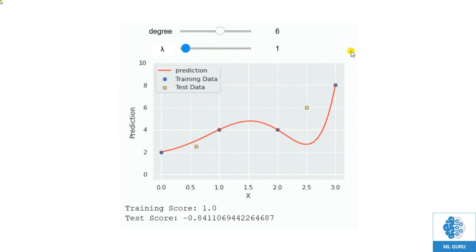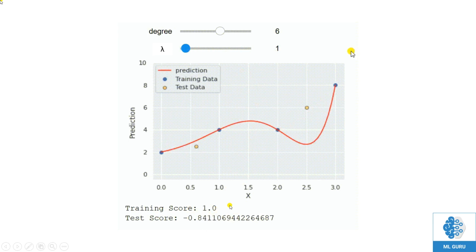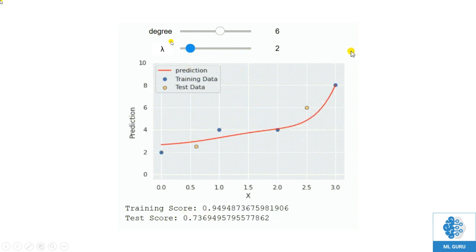Now let's see regularization in action. What I have done is I have set the degree to a 6-degree equation, and as you can see initially it was overfitting, but as we increase the value of lambda, the regularization increases. And also notice the training and test score. So let's reset it. Okay, so you can see the training score is 1, but the test score is very bad. And as we increase the value of lambda, the regularization increases, and the complex model slowly becomes an ideal model.